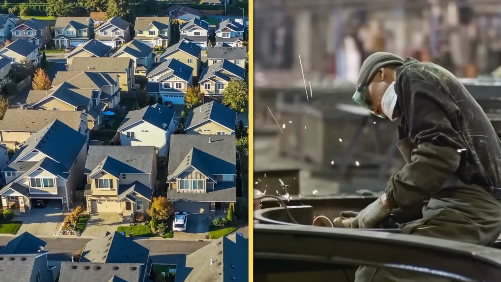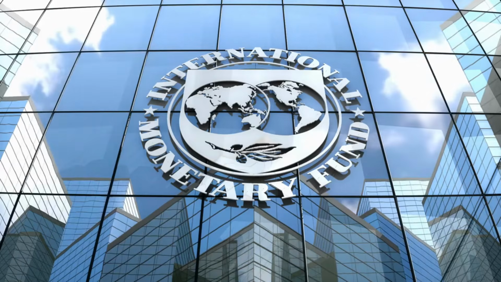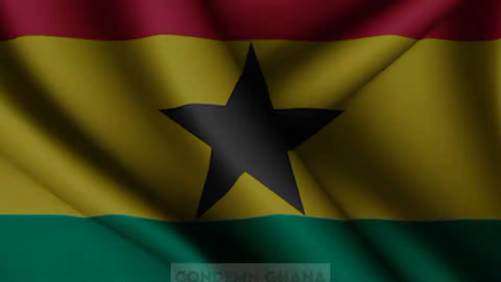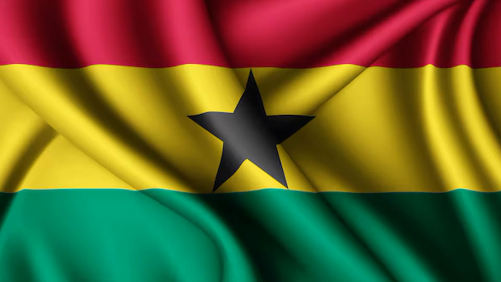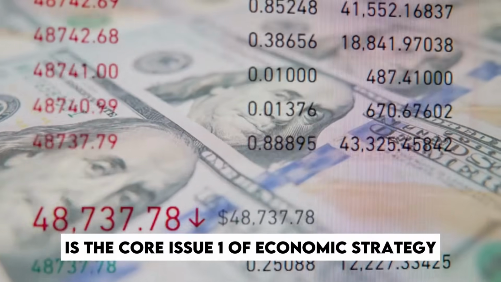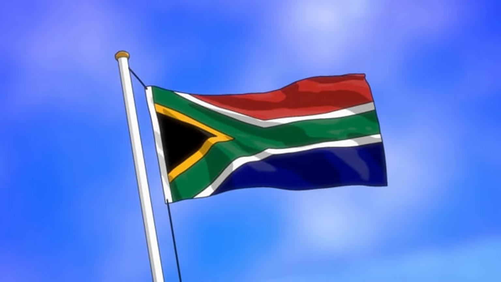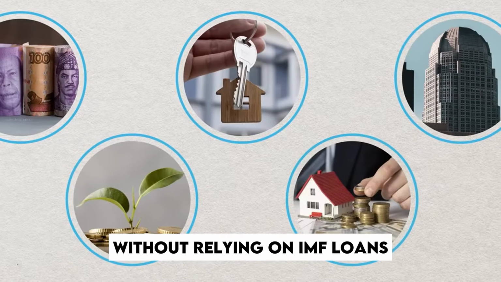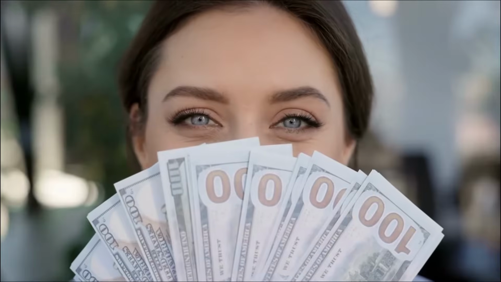This raises a critical question. Why would the IMF, whose stated mission is to foster financial stability, condemn Ghana for taking direct action to strengthen its currency? Is the core issue one of economic strategy, or does the discomfort stem from an African nation demonstrating it can achieve stability without relying on IMF loans and their accompanying conditions?